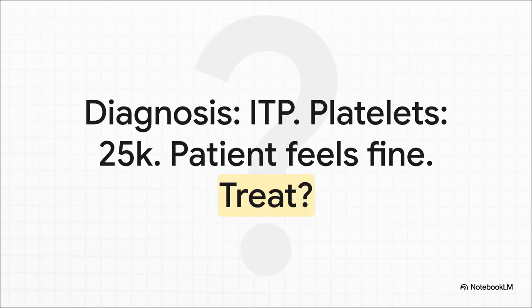So we'll end on this thought. You've navigated the diagnostic maze like a pro. You're confident it's ITP. The platelet count is 25,000, but your patient feels great. They're totally asymptomatic. The big question now becomes, do you actually need to do anything about it? And that whole jump from diagnosis to management, well, that's a topic for a whole other explainer.